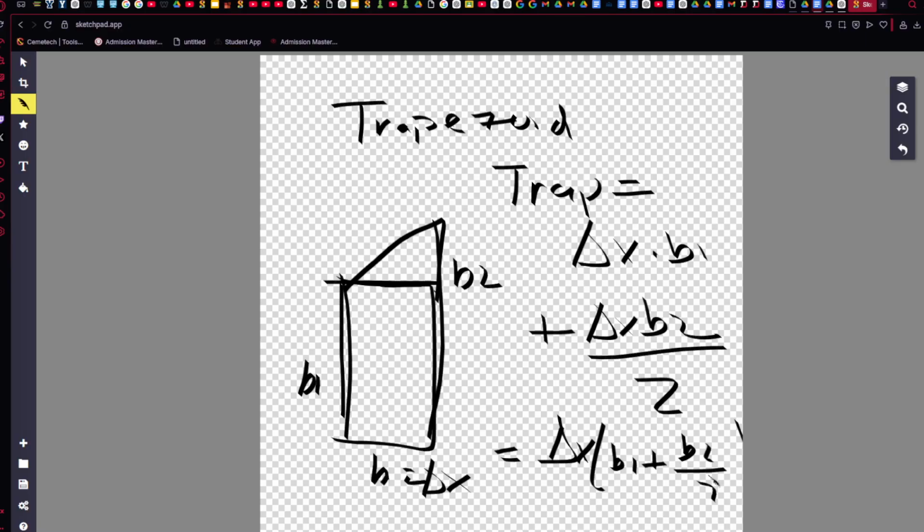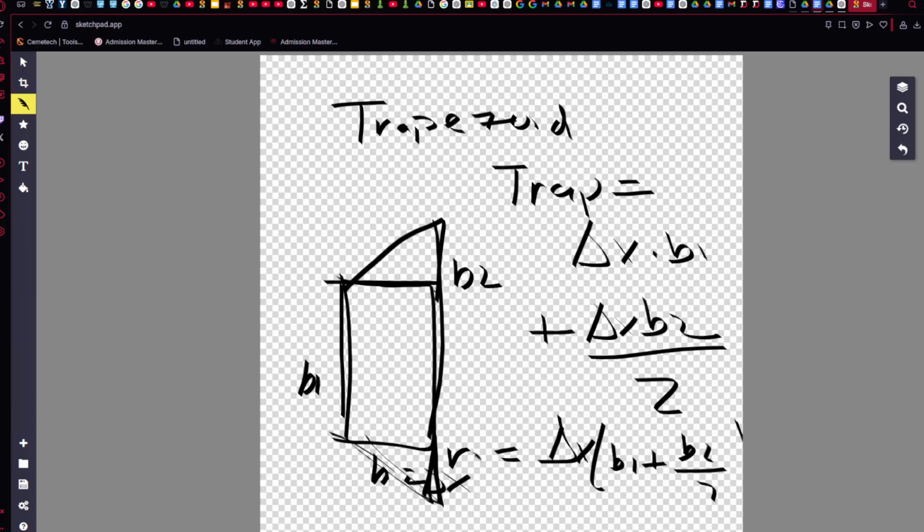Alright, and let me search the trapezoid formula. So the trapezoid formula is h times (a plus b) over 2. That's interesting, a plus b. Oh wait, that's what it is. Trapezoid is this, right? Then wouldn't it just be? Okay, there we go. That's why.